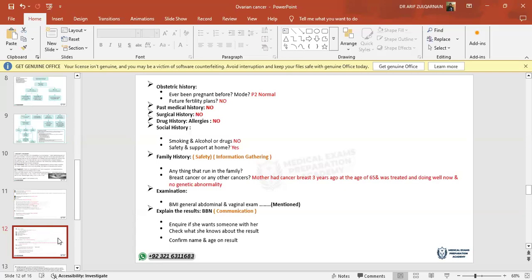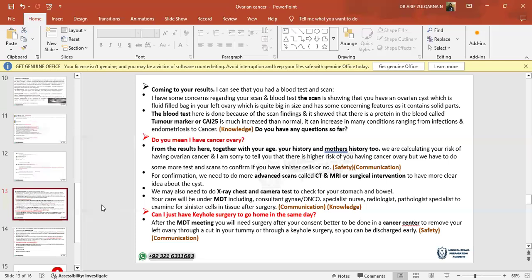After this, you will explain the results to the patient. You will do all the steps of breaking bad news. Okay, you will give the warning shot: are you alone, or do you want to call someone with you? Okay, you can tell that I have confirmed the name and the hospital number on the reports, and this report belongs to you. But I am so sorry that I don't have good news to discuss with you. And you can tell her that I have some concerns regarding your scans and blood tests.